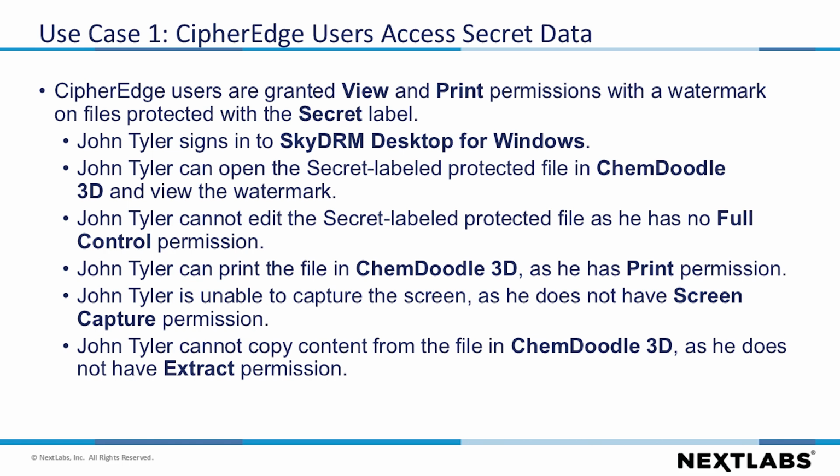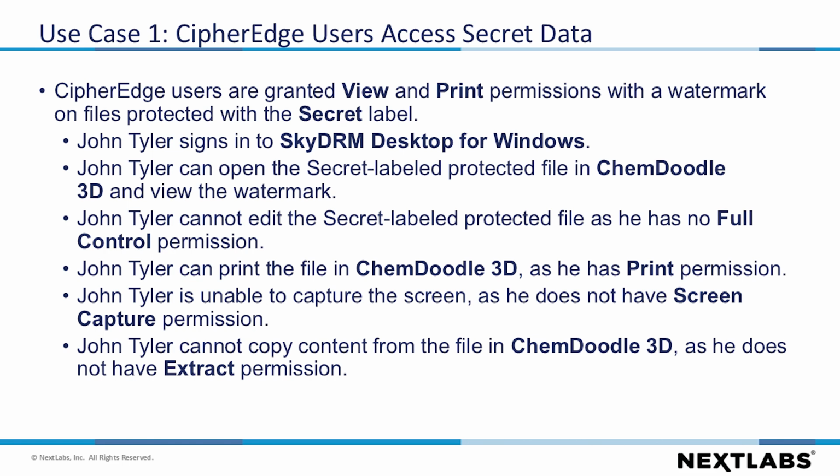UC1, CipherEdge users access secret data. CipherEdge users are granted view and print permissions with a watermark on files protected with the secret label. John Tyler signs into SkyDRM desktop for Windows. John Tyler can open the secret labeled protected file in ChemDoodle 3D and view the watermark.